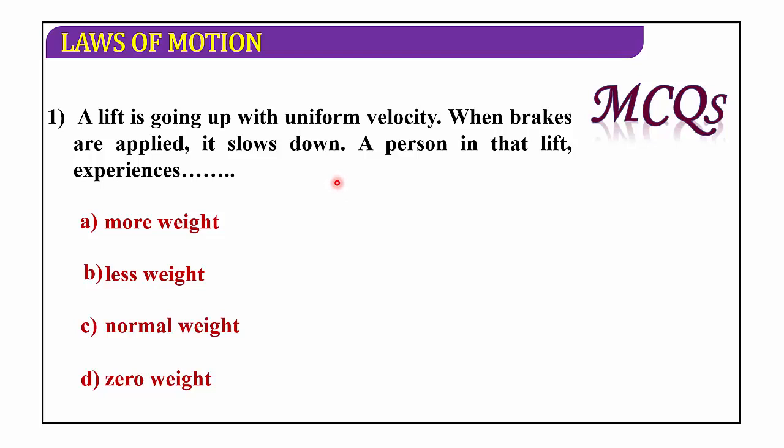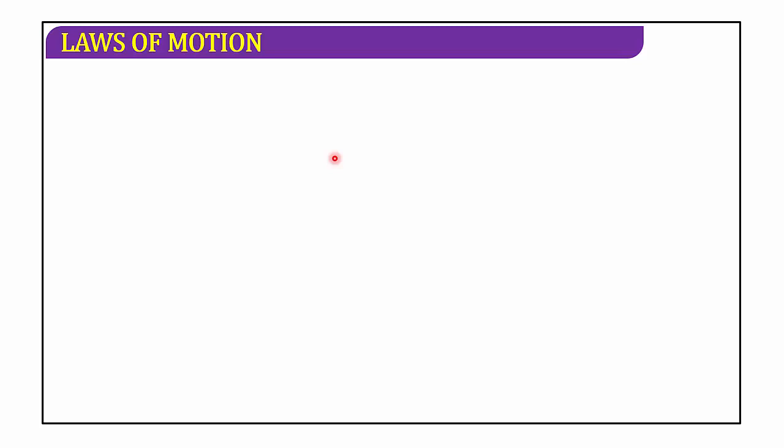When the elevator is moving upward, you feel heavier, g plus a. Is it clear? But it is moving and its speed is decreasing. Then what is the answer? The answer is you feel less weight because of the decrease in velocity, because of retardation. Exactly opposite to that, less velocity.